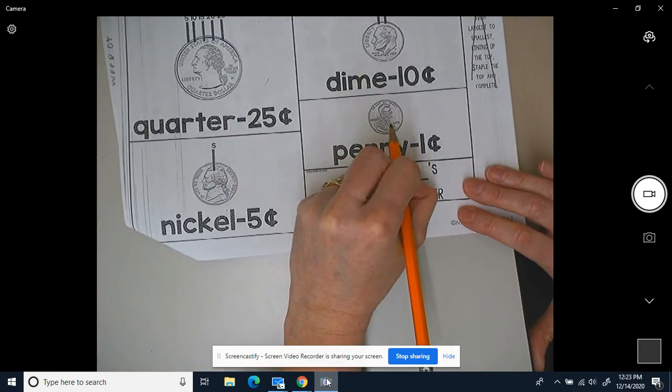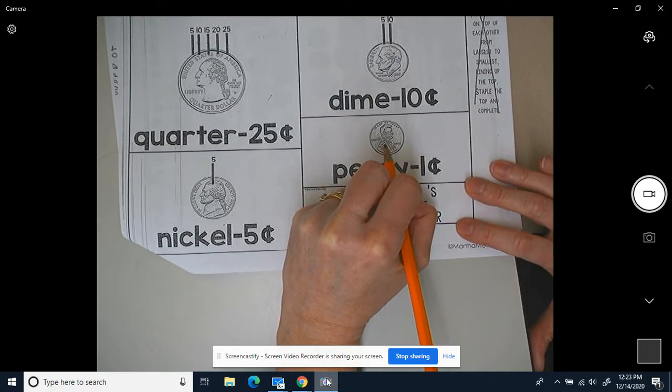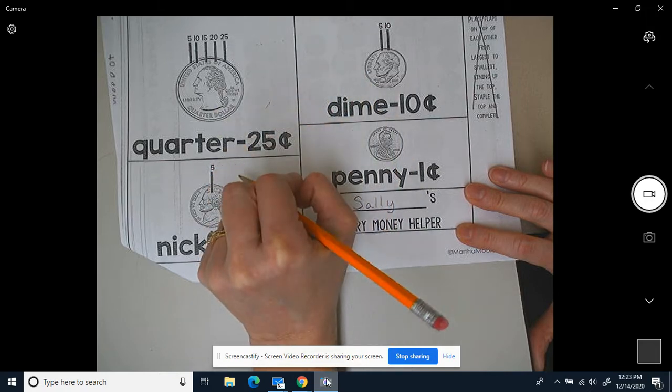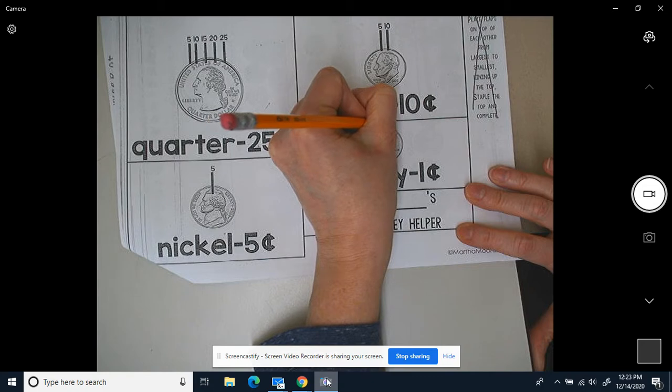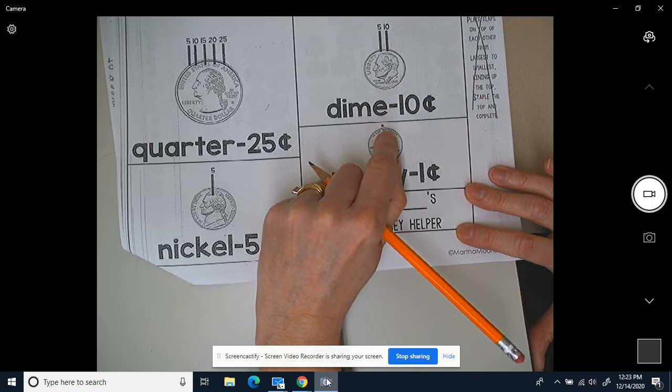Now a penny is only worth 1 cent. You don't count by 5s at all when you count by pennies, and the hairs are what we use to count by 5. So we don't need any hair on him. He's bald. So we're just going to put a dot above a penny to remind us that with pennies, we count by 1.